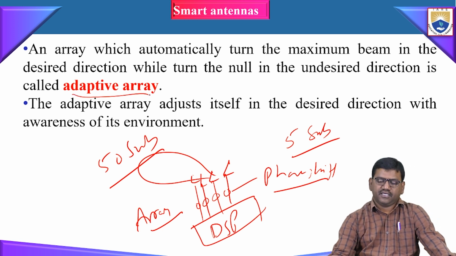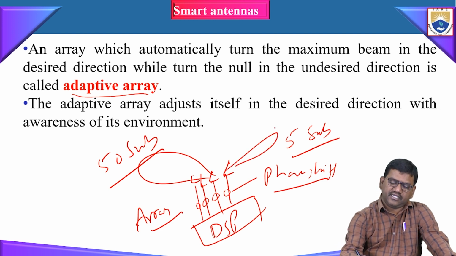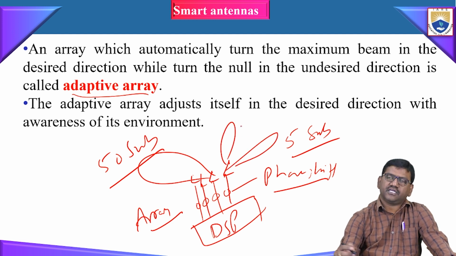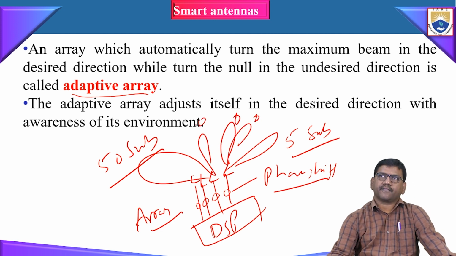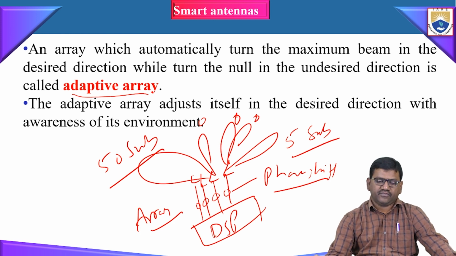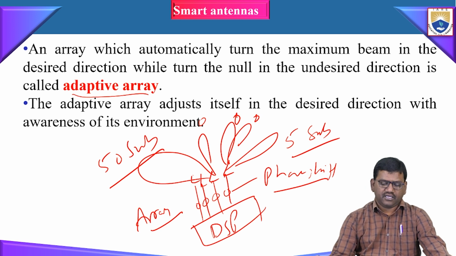Adaptive means it is going to make a null in the undesired direction. Here this is the undesired direction. Why? Because there are no subscribers here. Here there are 0 subscribers, and here there are 0 subscribers. So automatically the radiation is shifted according to the requirement of the mobile units or mobile subscribers. The adaptive array adjusts itself in the desired direction with the awareness of its environment.